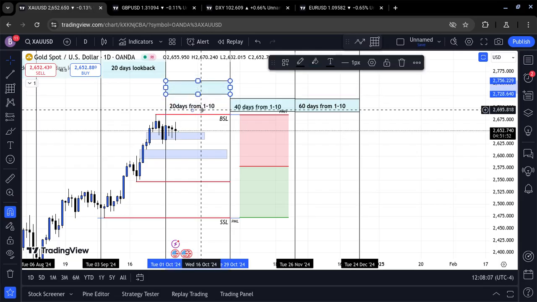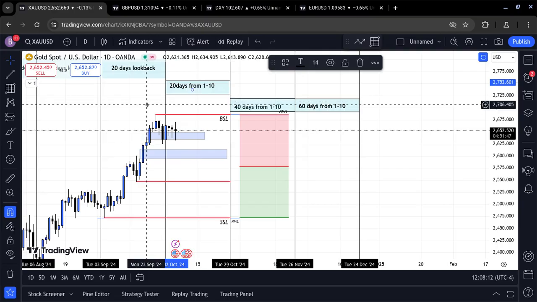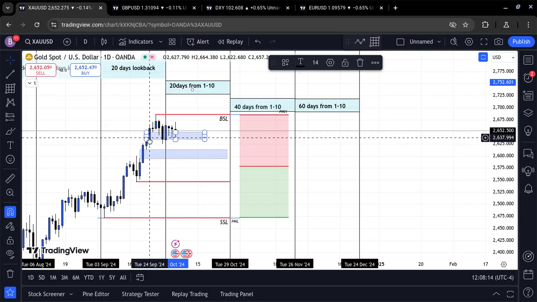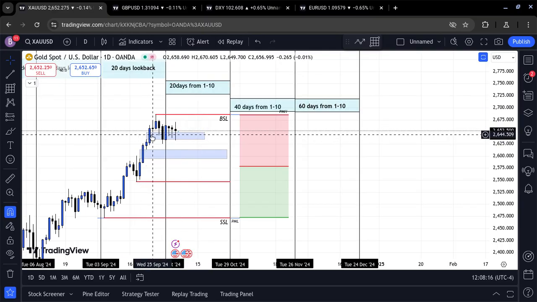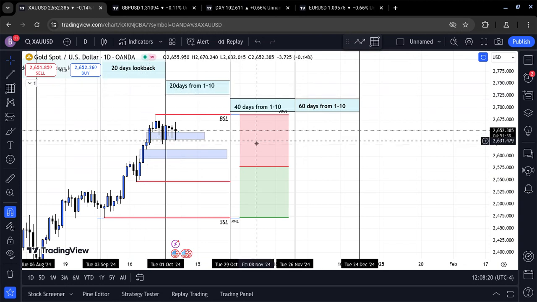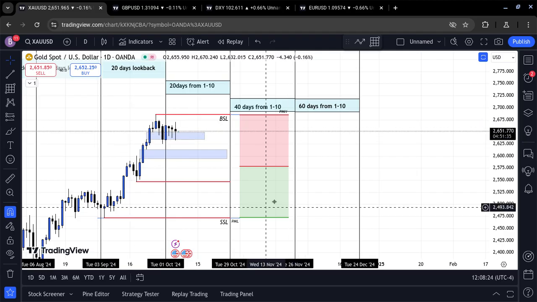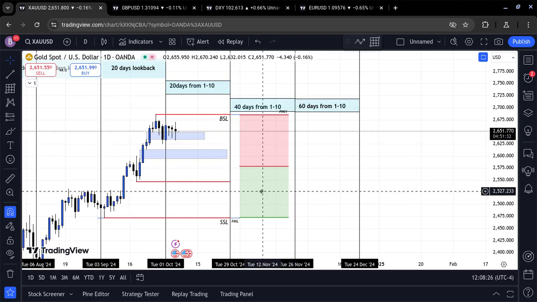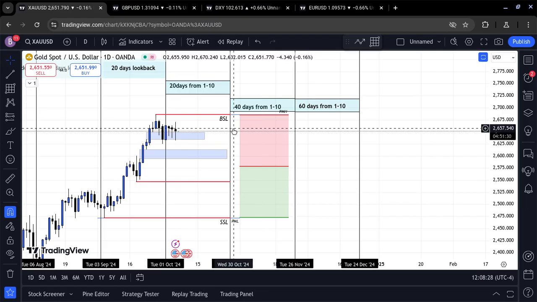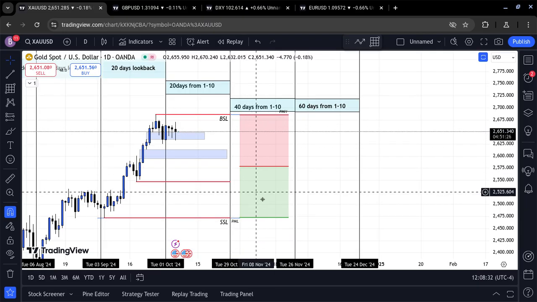So right here, if you can see, this is the clear buy side liquidity of the previous 20 days. Price is currently in this FVG, the first FVG of the 20 days, but currently we are in the premium of the data range, and this is the discount. Now if you want to sell, you always sell from the premium, and if you want to buy, you buy from the discount, right?